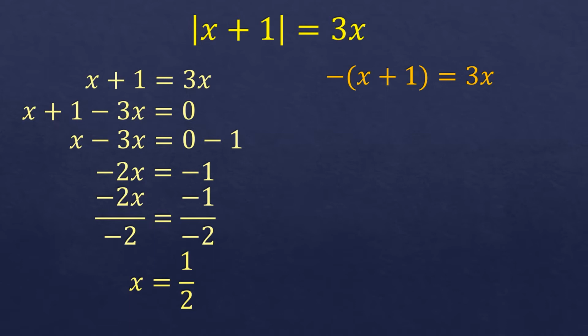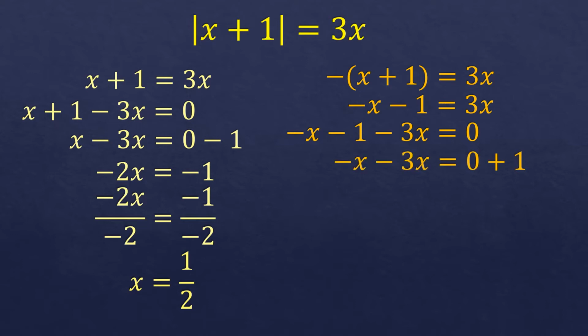The second value of x is for the second equation, where we're going to distribute the negative sign to x and positive 1, so it becomes negative x minus 1. Then we're going to separate the terms with the variable and without the variable. We transfer 3x to the left side, so from positive 3x it becomes negative 3x. And then the negative 1, we transfer to the right side, so from negative 1 it becomes positive 1.